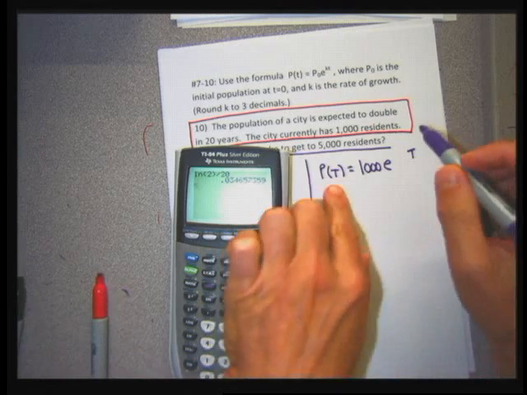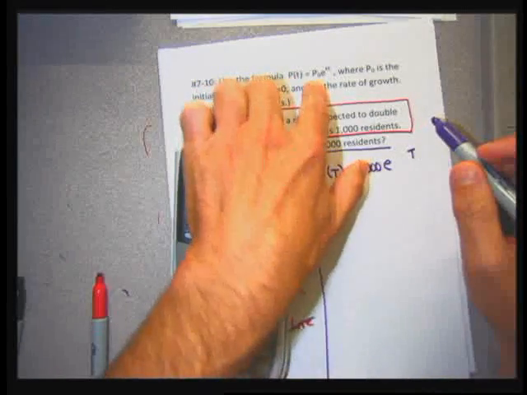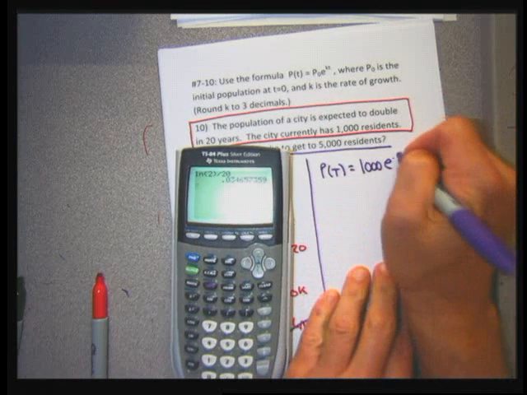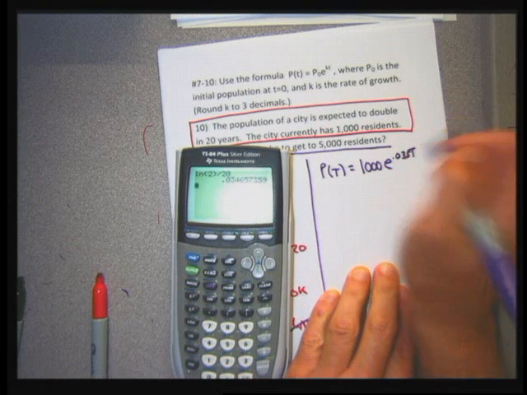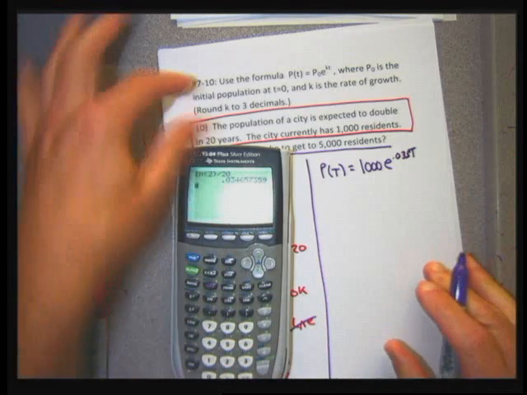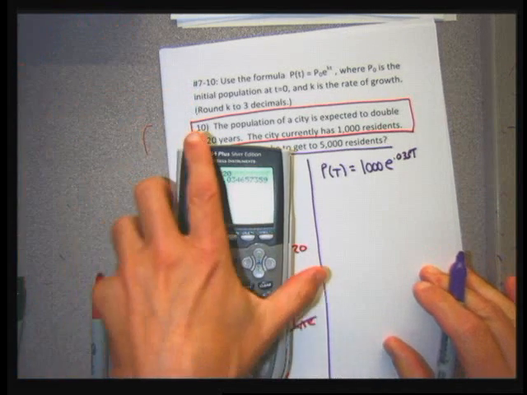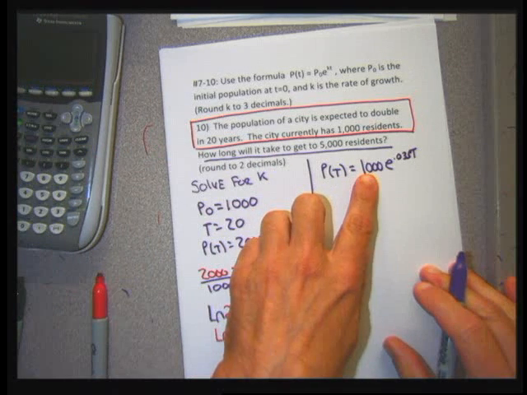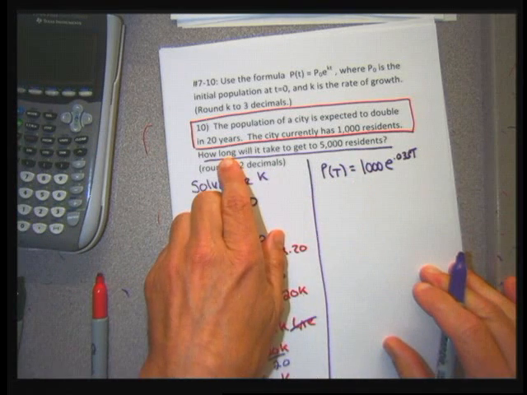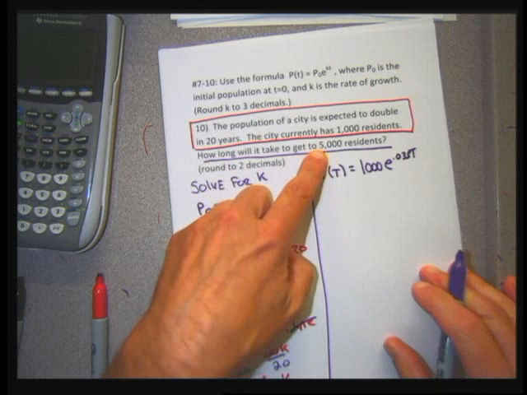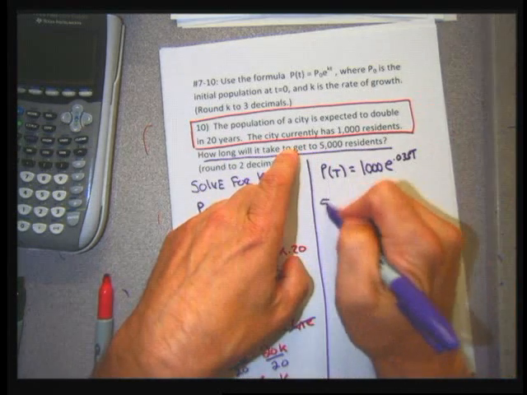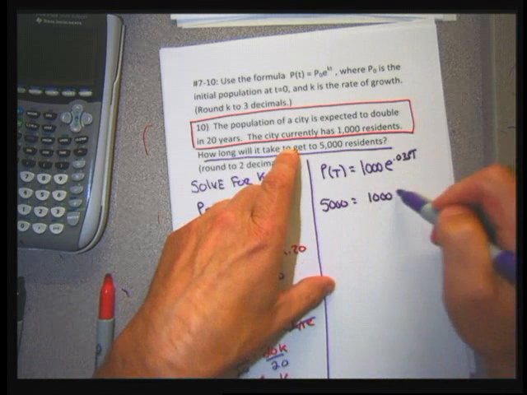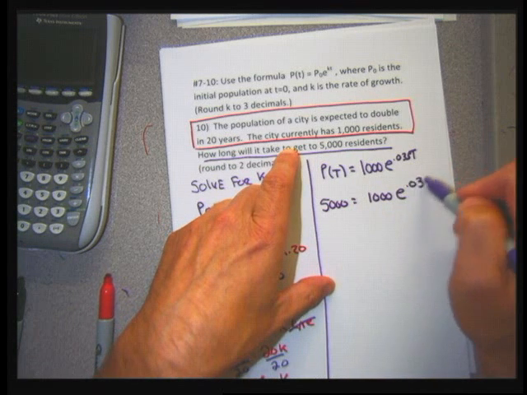So in this, the formula is going to be the initial population, which is 1,000 residents, times e to the k, which is 0.035, times t. So that's the whole stuff that I have boxed in red that allowed me to get a value for k, and it gave me a value for the initial population. The question that I need to answer is how long will it take the city to get 5,000 residents? To do that, I'm going to plug in 5,000 for P of t, and I'm going to solve for t, because how long is t?